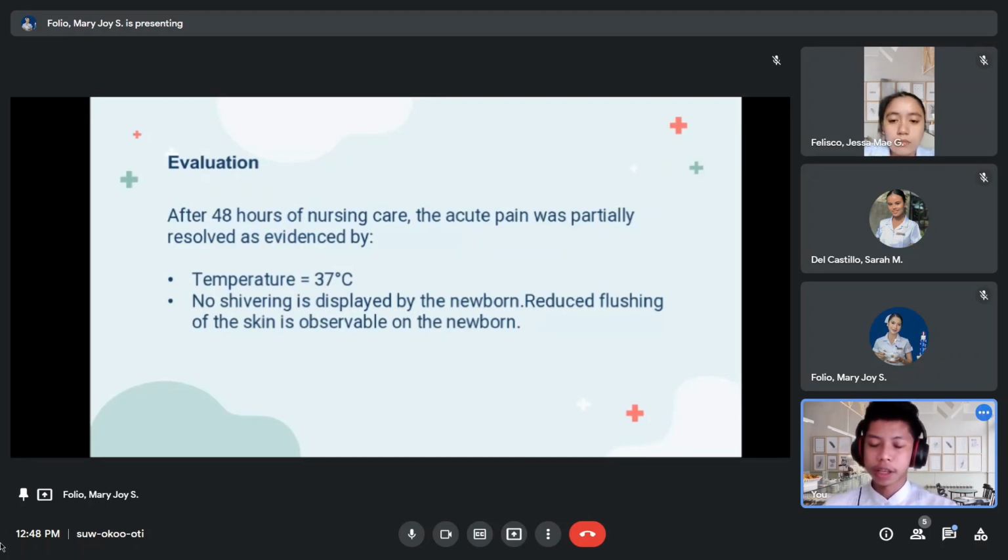So, upon evaluation, after 48 hours of nursing care, the hyperthermia was partially resolved, as evidenced by temperature back to 37 degrees Celsius, and the baby is no longer shivering, and reduced flushing on the skin is observable on the baby. Okay, so next slide, please.